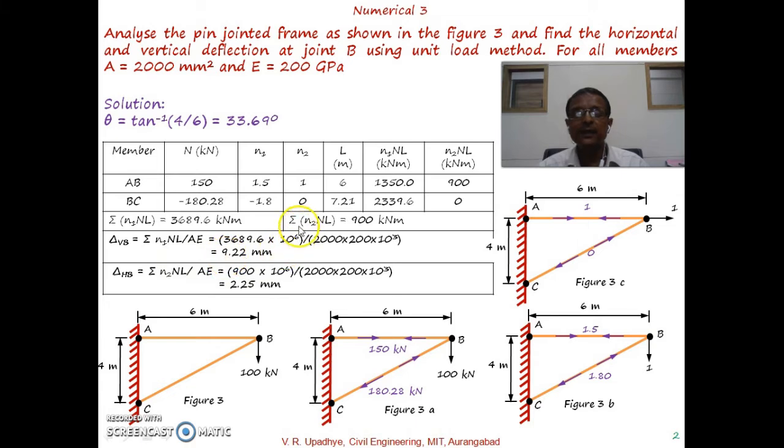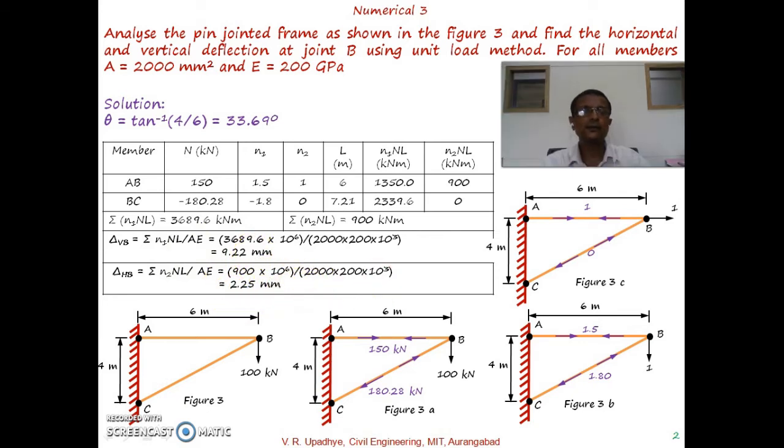Similarly, we have calculated summation n2 N L, that is 900 kilonewton meter. That 900 is converted into Newton mm by multiplying it by 10 to the power 6 and divided by area and Young's modulus as given, and that gives us horizontal deflection at joint B as 2.25 millimeter. So with this, now I think you have understood how to calculate the vertical deflection and horizontal deflection at a particular joint due to applied external forces in case of statically determinate trusses.